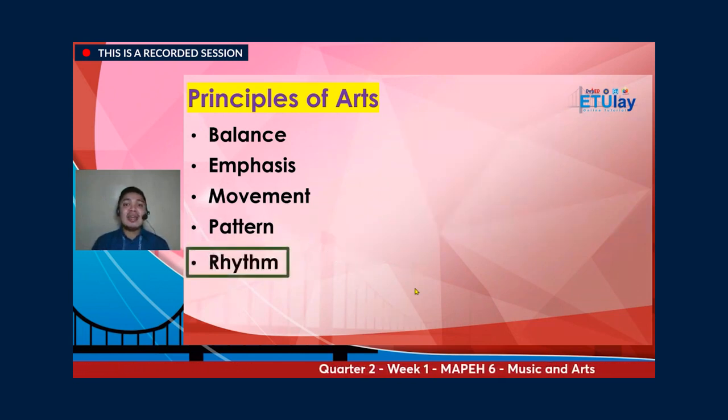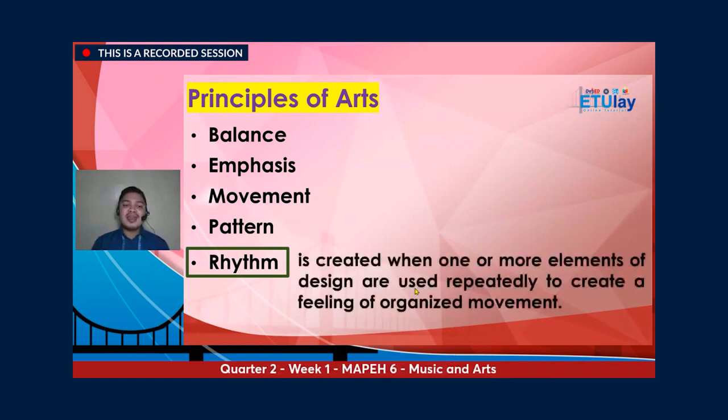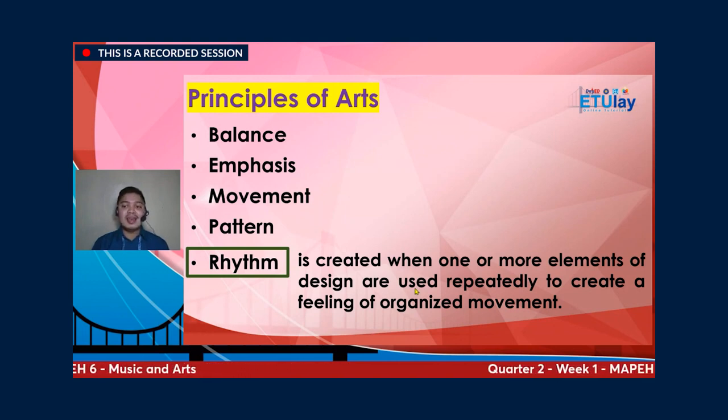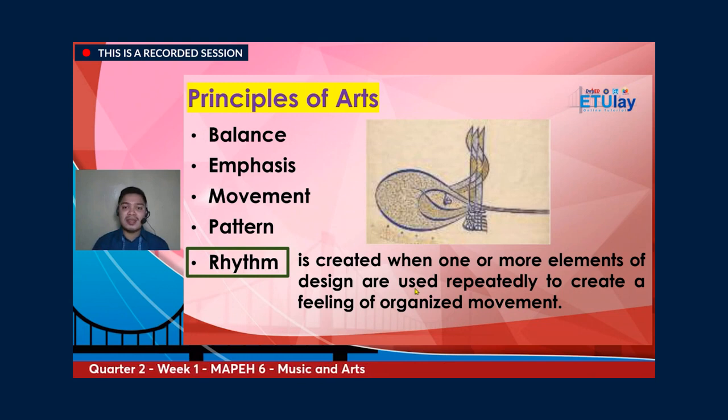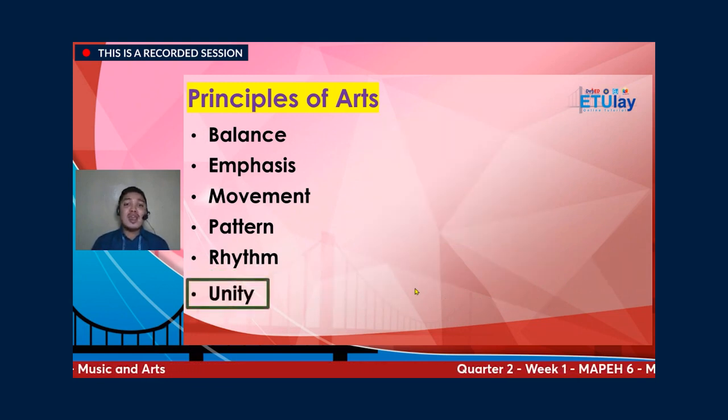Next, we have rhythm. Rhythm is created when one or more elements of design are used repeatedly to create feeling of organized movement. That is the example of rhythm. Next, we have unity.